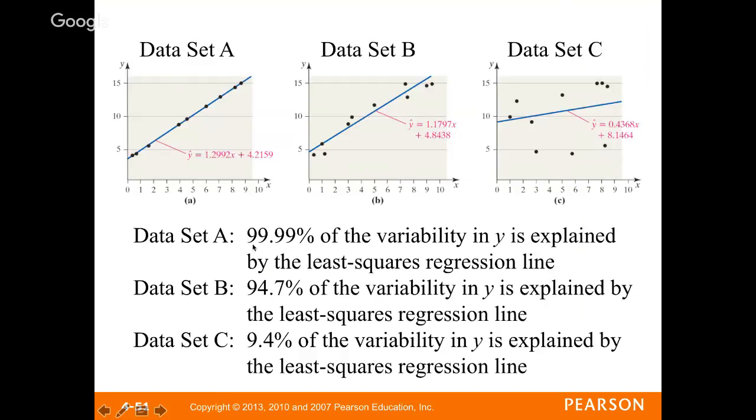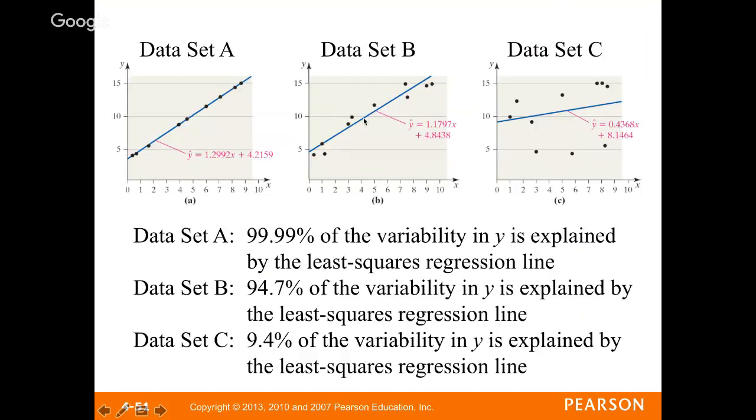So you see on data set A, this has an R-squared of 0.9999. That means that 99.9% of the variation in the y variable is explained by the x variable. And you notice the line perfectly predicts the y variable. It's almost exactly dead on.